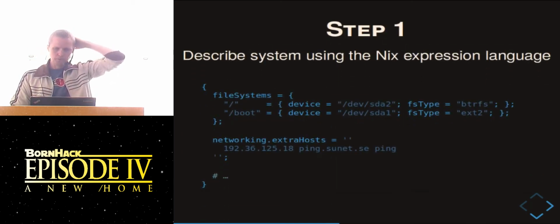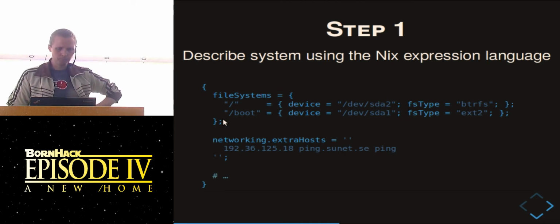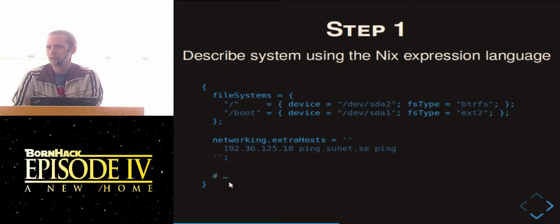The first step is to describe your entire system as a Nix expression. In this case, I describe the mount point I have in my Linux install. And I say that, okay, I want my host file to include this extra entry. And then I include a bunch of other things that perfectly describe the system that I want to achieve.